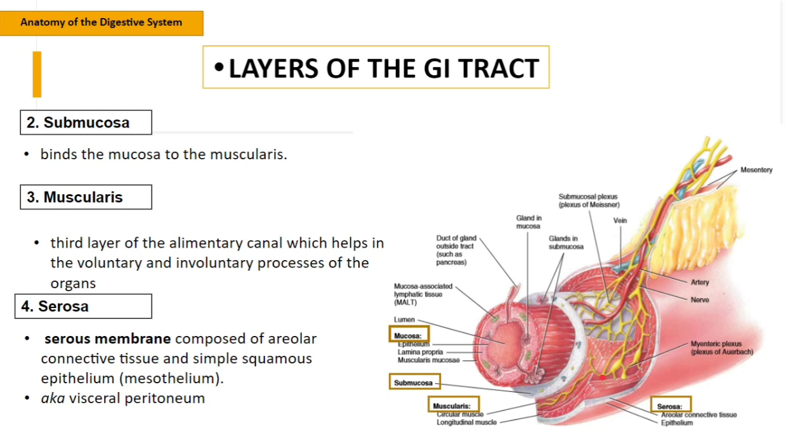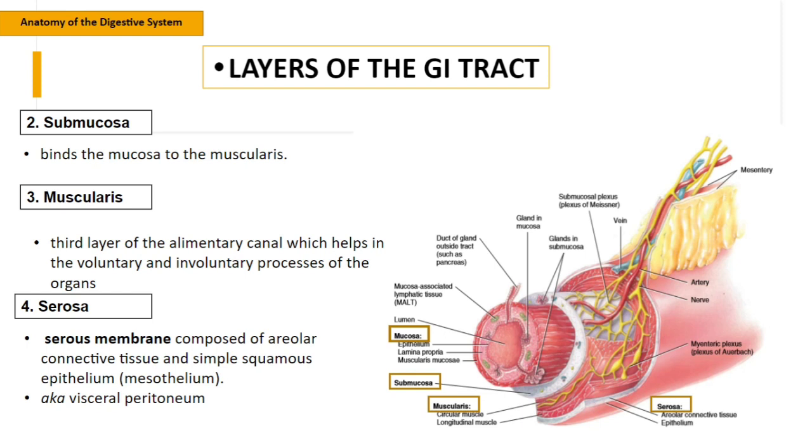So, speaking of muscularis, again, it is the third layer of the alimentary canal, and this helps in the voluntary and involuntary processes of the organs, because as we all know, as mentioned earlier, not all of the organs inside the digestive system can be consciously controlled. Some of them move involuntarily. Even if you don't command the organ to do it, it will still do it because it is involuntary in nature. And the reason behind that is the muscularis layer.